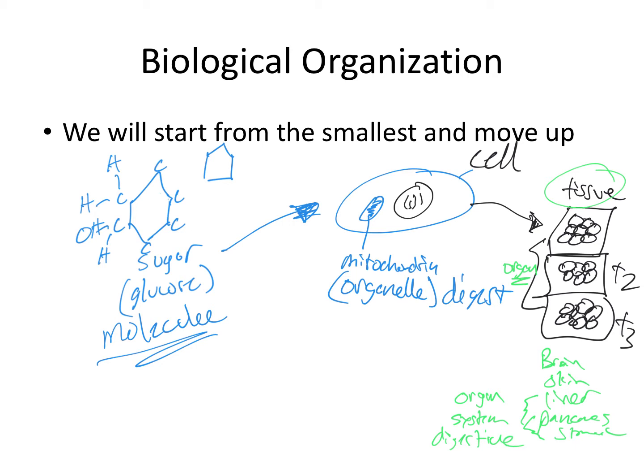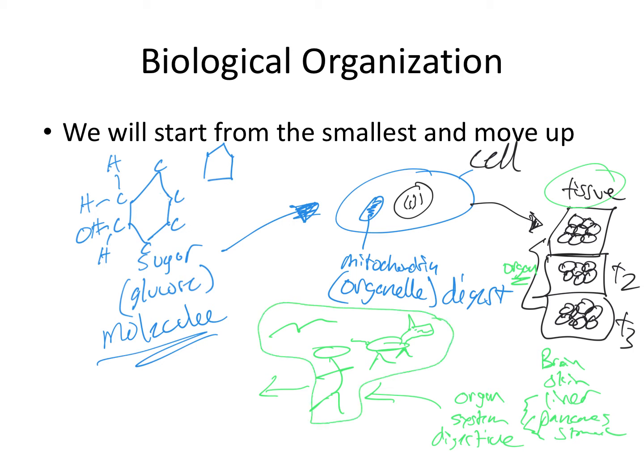So then we go up from there. Organ systems will make up an organism. So that could be a person or some sort of an animal. Let's say that we have a person and then we have a dog. And then we have a bird. When you put all of those together, these are all organisms.